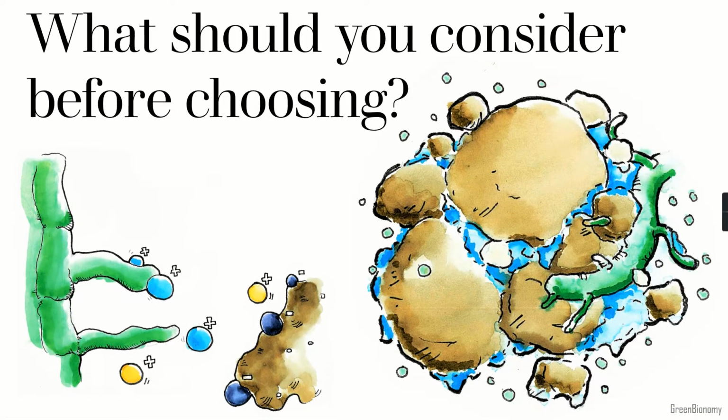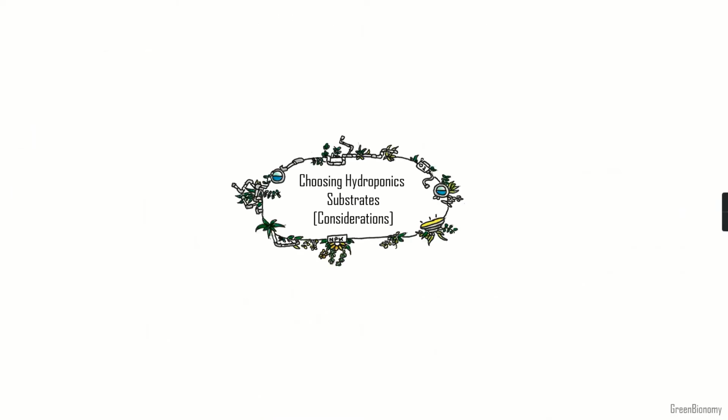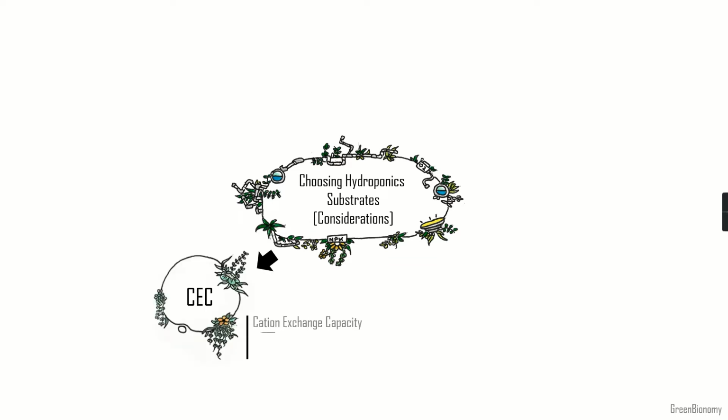Okay, so what should you consider before choosing your hydroponic substrate? These are three things you should know, and let's review what they are. So the considerations on choosing your hydroponic substrate. The first thing is cation exchange capacity.